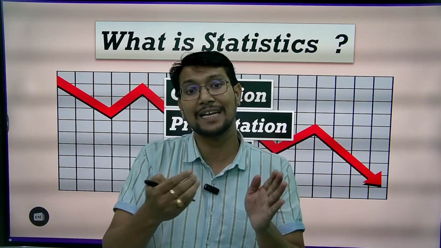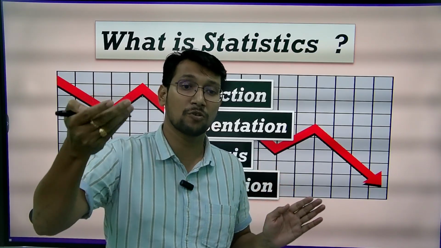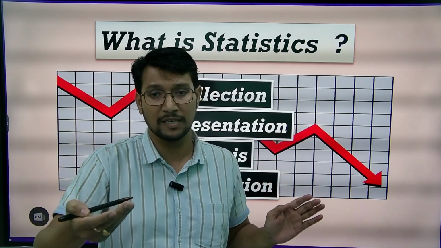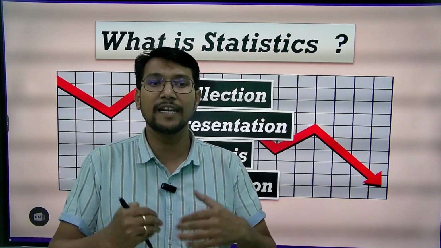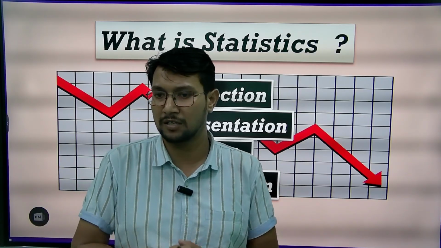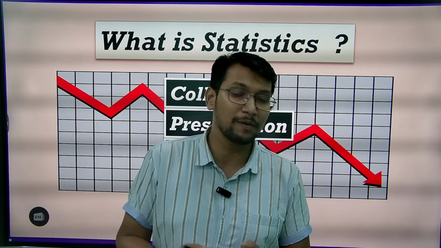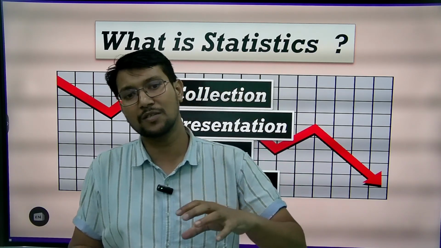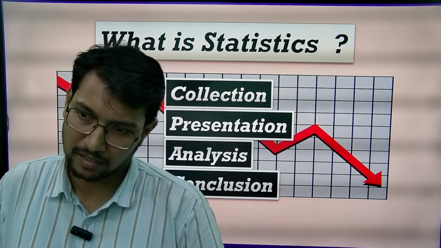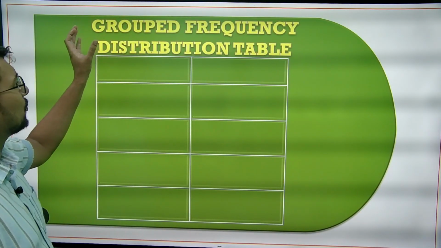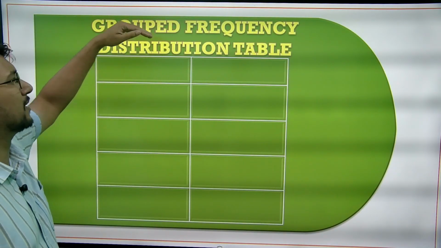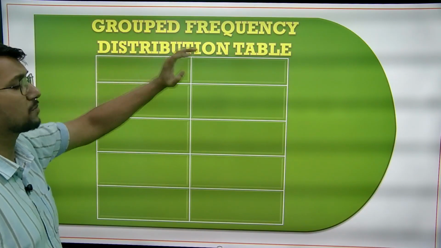Then comes analysis: how many students have secured more than 90%, more than 60%, like this. That has been analysis. And then it is interpreted publicly: you will get your result, your school will publish it, right? So that is known as interpretation. Clear? Okay.